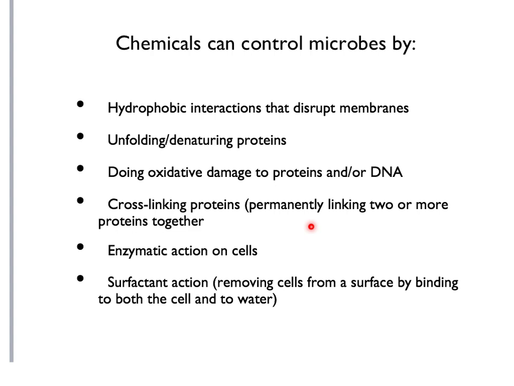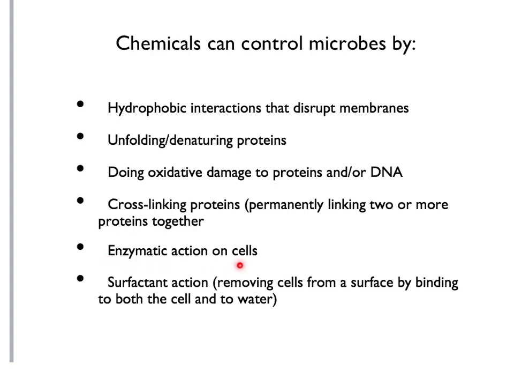Cross-linking proteins is sort of the opposite of tearing it apart. Instead of taking one protein and ripping it into multiple pieces, you're taking multiple proteins and linking them so that they're all permanently connected to one another. And when that happens, they can't do their normal protein thing anymore.